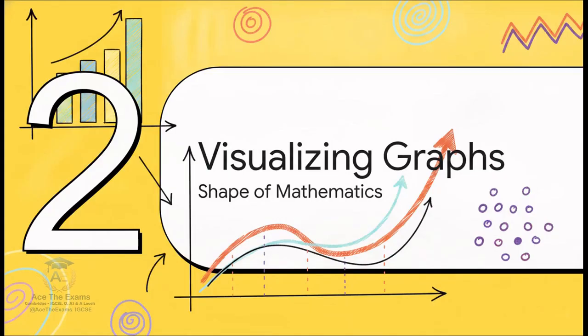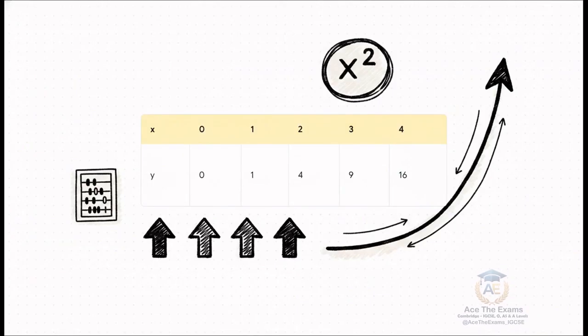Moving right along to Section 2, Visualizing with Graphs, the shape of mathematics. Now, what's really interesting about this slide is how it brilliantly illustrates exactly what I mean. Here we have a simple data table for the equation y equals x squared. Let's just trace the flow of this data. As x increases by just one single unit at a time, 0, 1, 2, 3, 4, 5, look at what happens to y. It goes from 0 to 1 to 4 to 9 to 16 to 25. It's a literal explosive progression of growth.